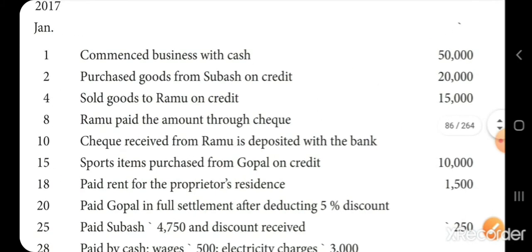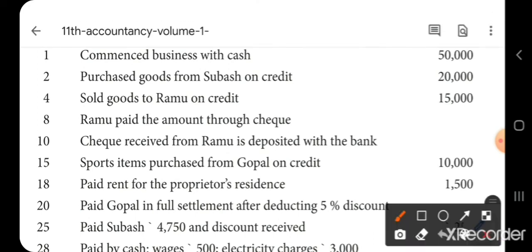Next, sold goods to Ramu on credit. What are the two accounts involved? Ramu and sales.